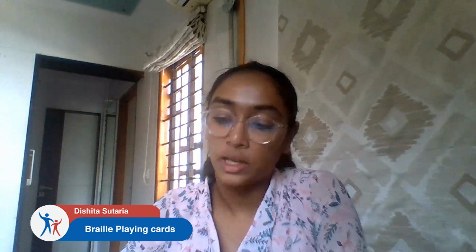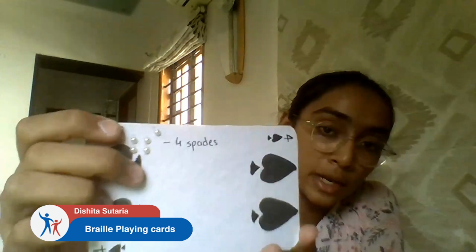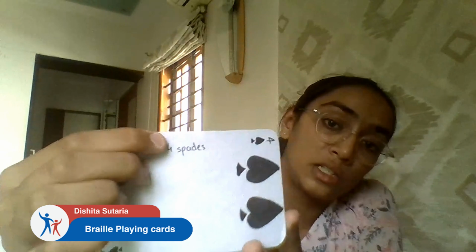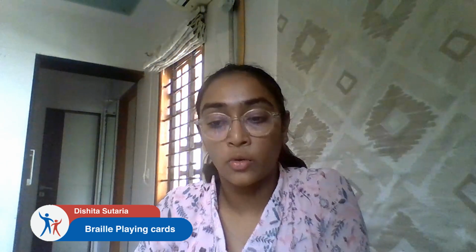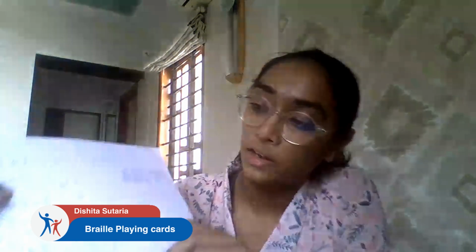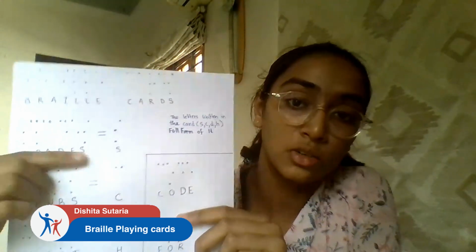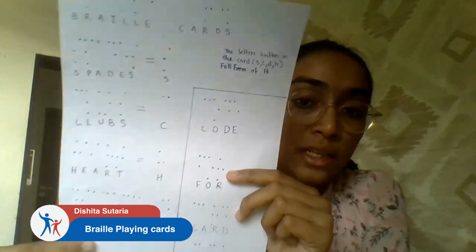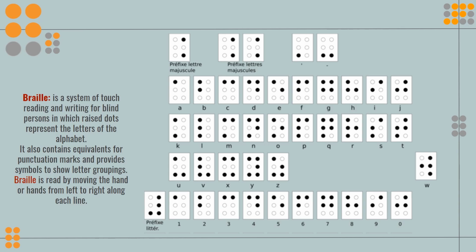And also in the front I have written in braille, like if it is 4 spade over here, I have written 4S, which is 4 spade. So for knowing that, I have made a braille instructor for them. From this they will know what S means. So S means spade, C means club, H means heart, and D means diamond. I have written the first letters only because it will make the game quicker to play.